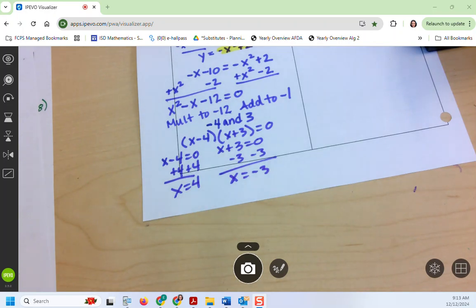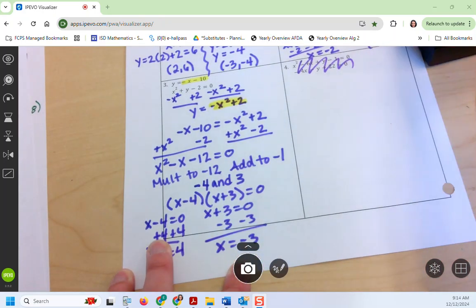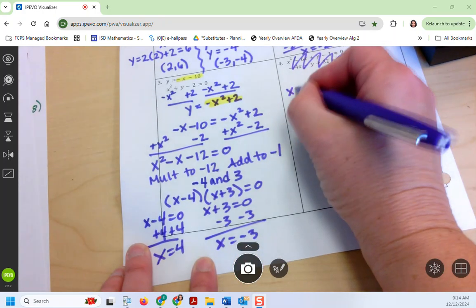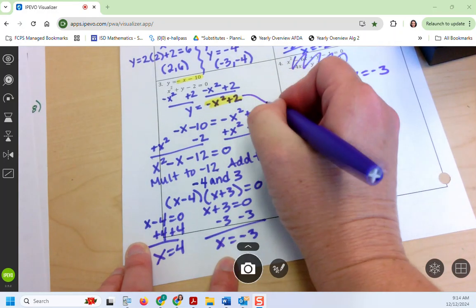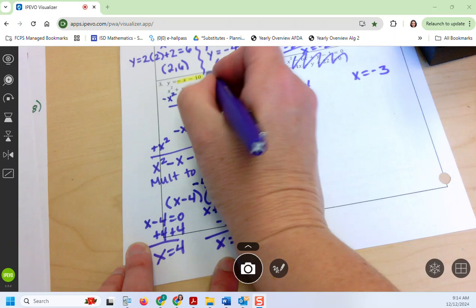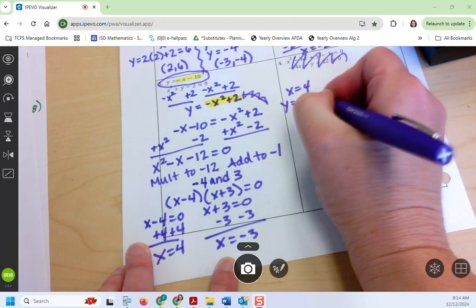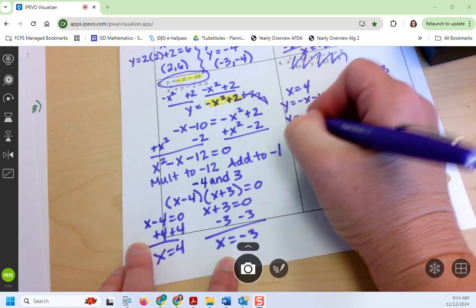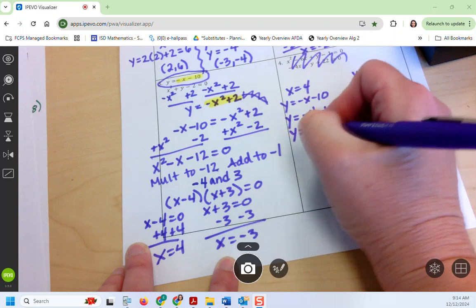After we find both x's, what do we have to find? The y's, yep, the y's. All right, so I told you I was going to skip problem 4, so I'm going to use this space up, okay? So x equals 4, x equals negative 3. I'm going to substitute into my linear equation. Y equals negative x minus 10. Y equals negative 4 minus 10. So I get y equals negative 14.